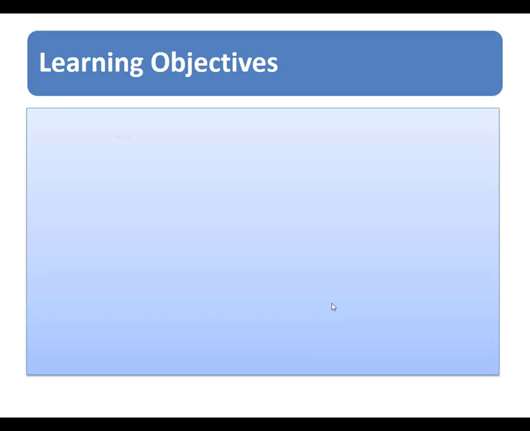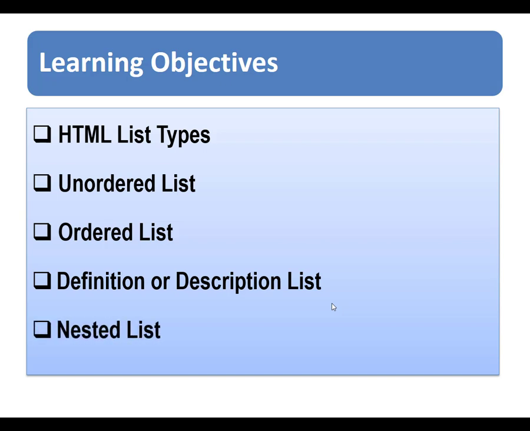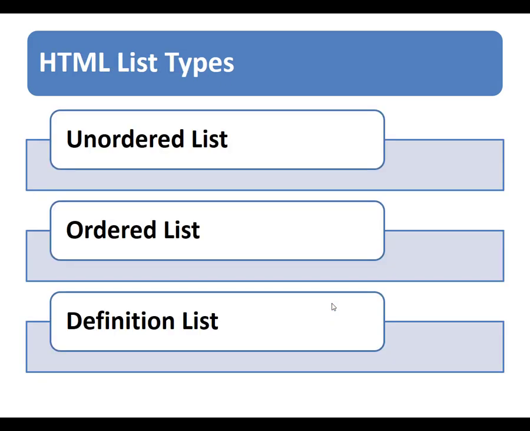In this video, you will be able to learn the different HTML list types: unordered list, ordered list, definition and description list, and nested list. HTML consists of 3 different types of list. First one, unordered list, second, ordered list, and third is definition list.